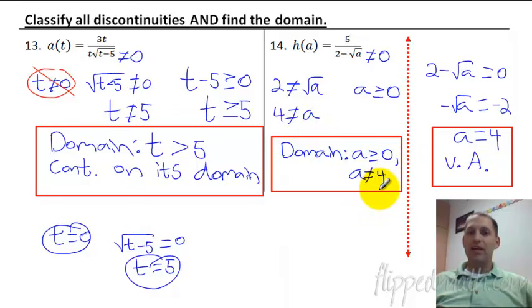There's your domain. Then I found the discontinuities by just taking the denominator. So remember, for discontinuities, you take the whole denominator, set it equal to 0, and solve it. And that gave me 4. And since it didn't cancel with anything in the numerator, it's a vertical asymptote. There you go. You finished. So the lesson is over.